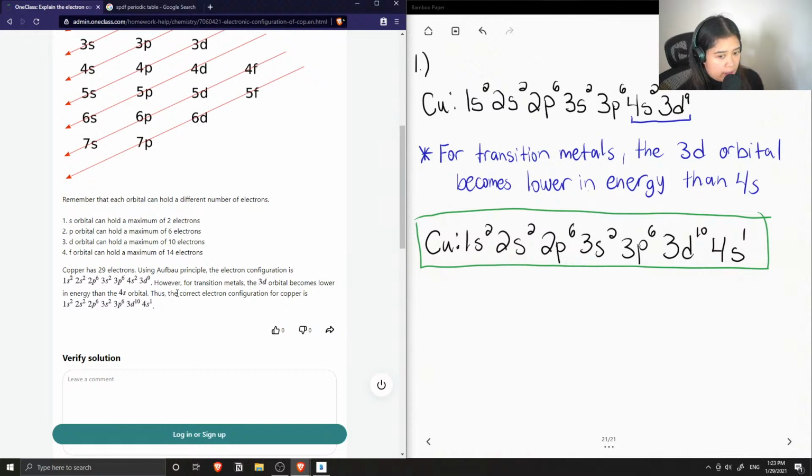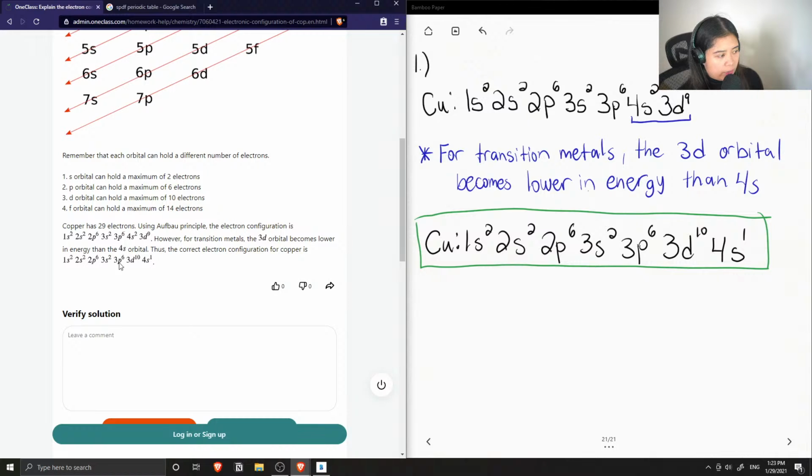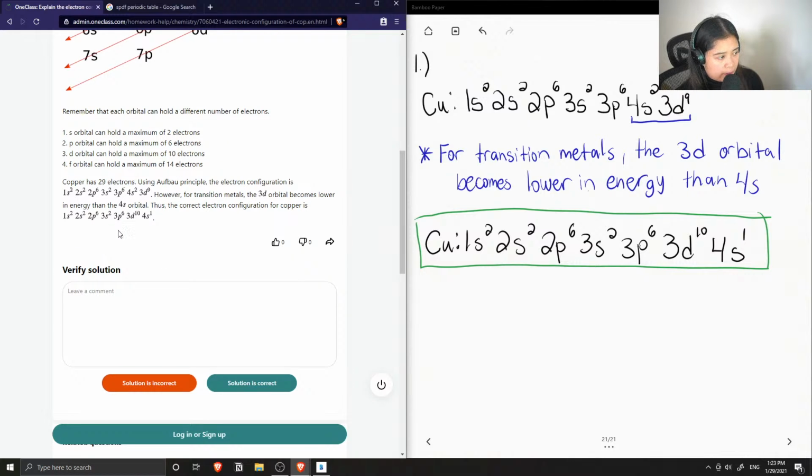So copper has 29 electrons, and using the Aufbau principle, the electron configuration is the following. So this is what we had initially as well. However, for transition metals, the 3d orbital becomes lower in energy than the 4s orbital. Thus, the correct electron configuration for copper is the following. So it ends off with 3d10 and then 4s1. Yep, so this solution is correct.